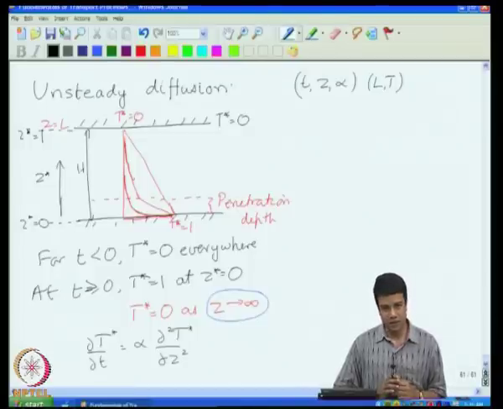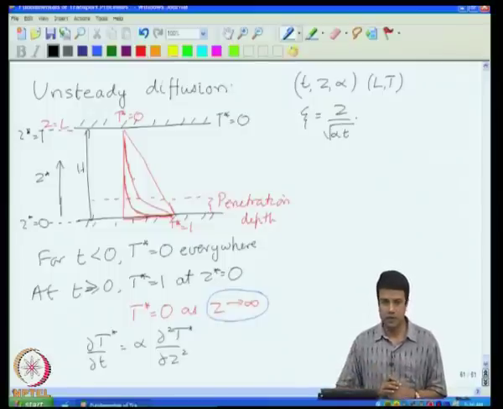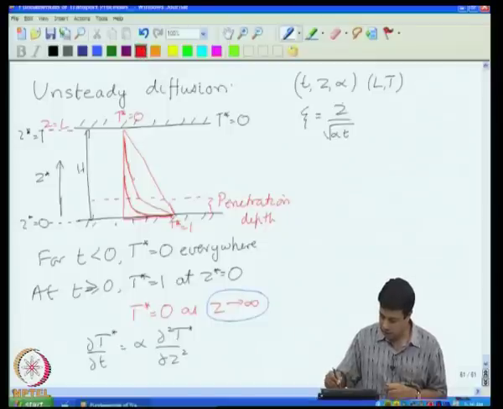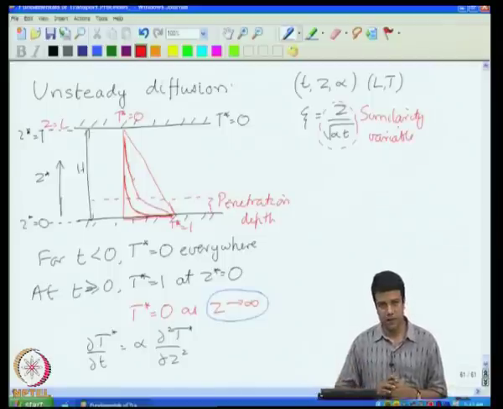Out of these three, I can get only one dimensionless group, and that dimensionless group is a similarity variable, z by root alpha t. So, just from dimensional analysis, if the penetration depth is small, so that I am applying a boundary condition at infinity, the progression of the temperature field with z and with time are linked. And they are linked in such a way that the progression depends only upon this similarity variable, or similarity coordinate.